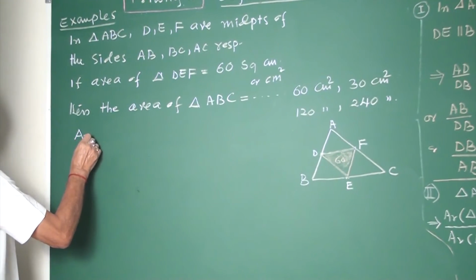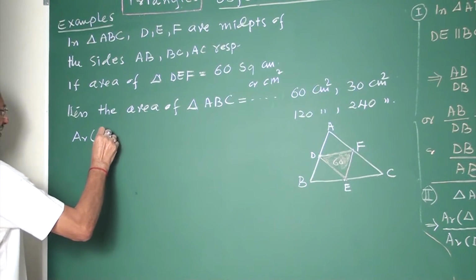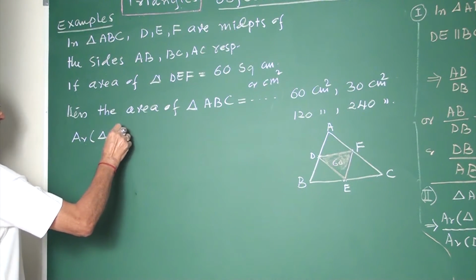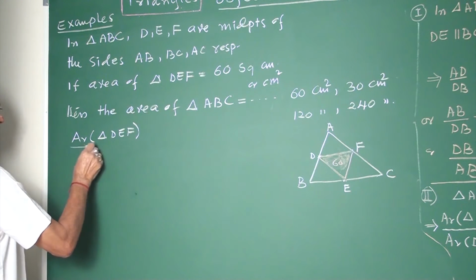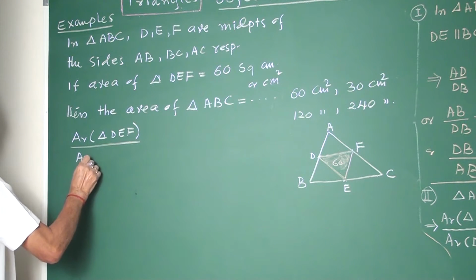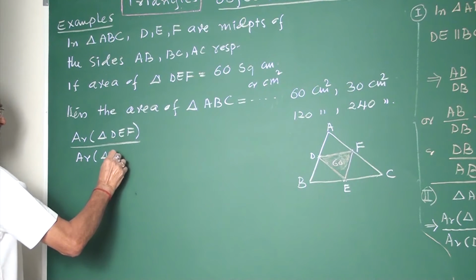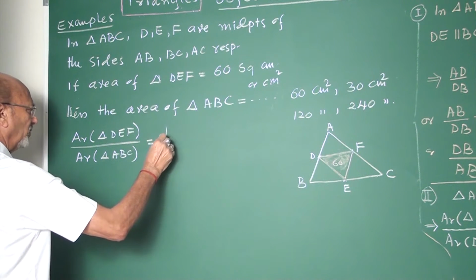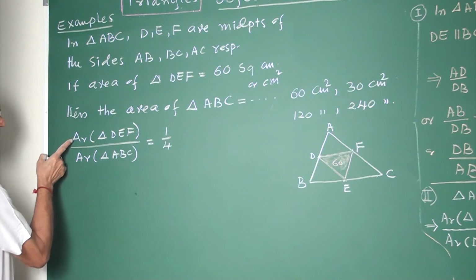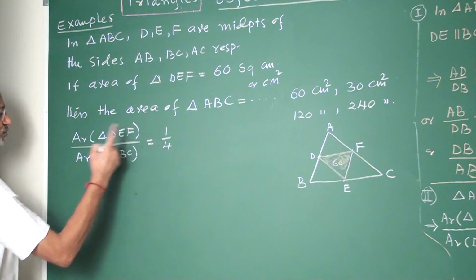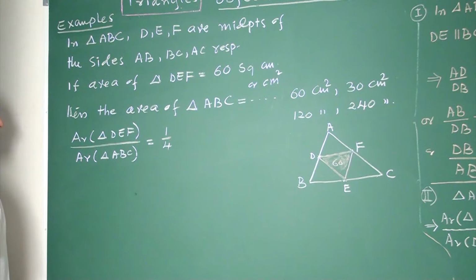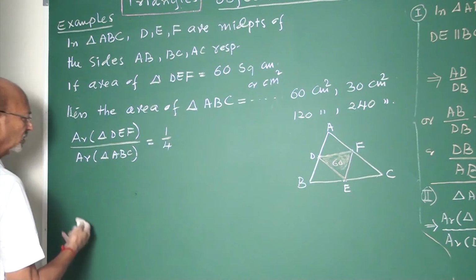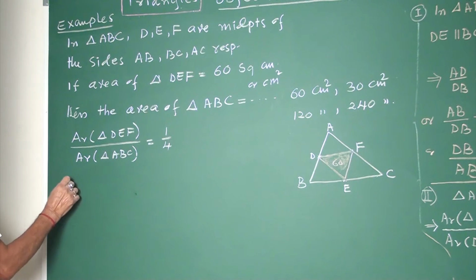The ratio of the area of triangle DEF upon the area of triangle ABC is 1/4. You mean the ratio of their areas is 1:4. Yes, my friend. What is given? This is given.